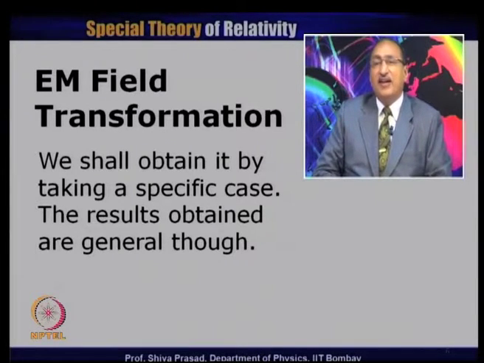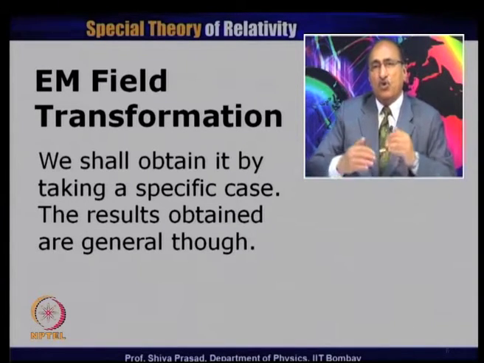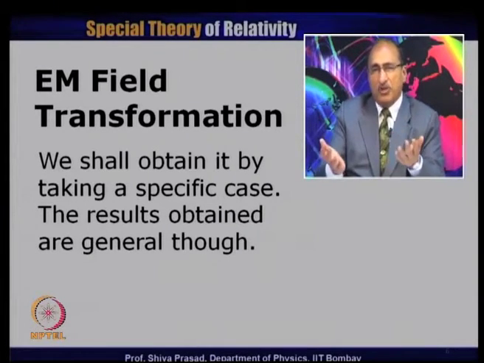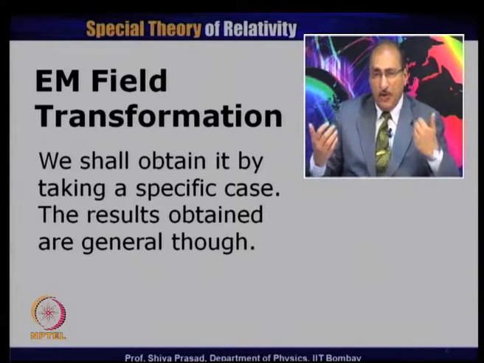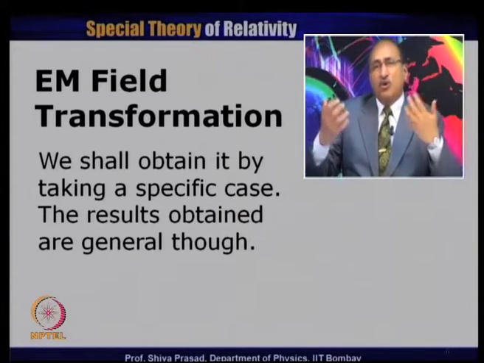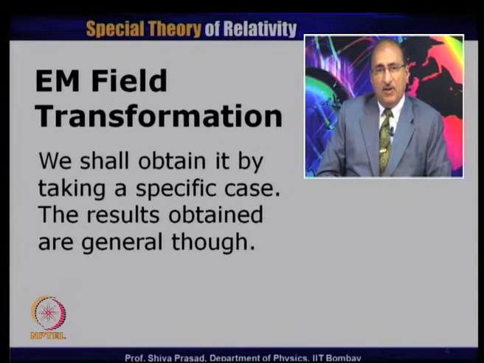As we said, in relativity we do not differentiate strictly between electric field and magnetic field, because what may appear to an observer in one frame as an electric field may appear to be a mixture of electric field and magnetic field to some other observer. So, we shall obtain it by taking a specific case. The results obtained are general.